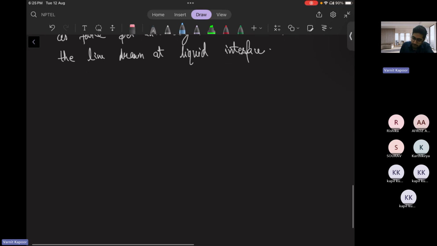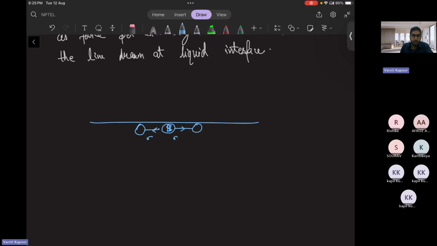Then we had a scenario where this was a liquid interface. This was particle B. Then there was a neighboring particle. This was the surface tension force sigma, normal to the line drawn at the liquid interface. If I draw a line from the interface like this, where the needle was kept, if this was a complete needle, so this is the line drawn and the surface tension is perpendicular to it.